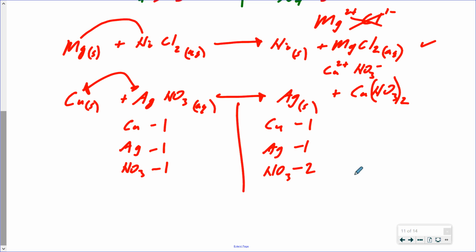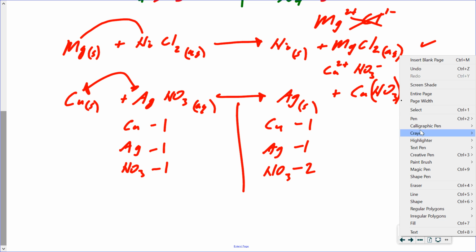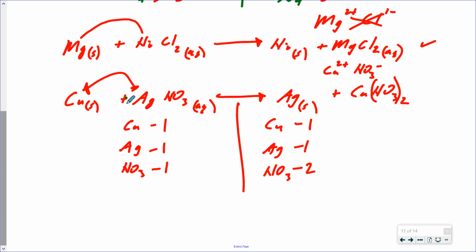This one is not balanced. NO3, stick a 2 in front of our silver nitrate, and that will, at least for now, balance the nitrate. Give us a 2 here. But now we have 2 silver. We need 2 more on the other side, put a 2 in front, and now that should be good as well. Double checking, 1 copper on the left, 1 copper on the right, 2 silver on the left, 2 silver on the right, 2 nitrate on the left, 2 nitrate on the right. We have a balanced reaction.